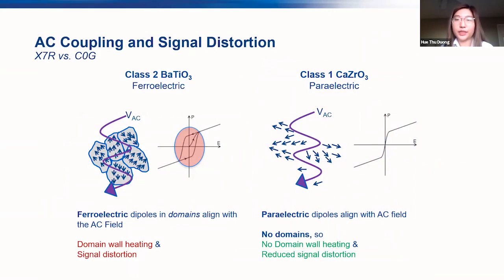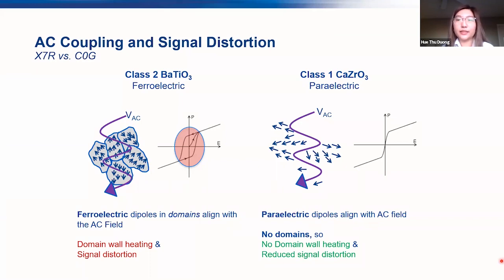Comparing class 2 and class 1 dielectrics, class 2 dielectrics are made from barium titanate, which is a ferroelectric material. So the dipoles will rotate within their domain regions with the AC field. And as mentioned before, the dipoles are going to be locked into place, and they're not going to be as free to rotate and move. And because they're locked into place, but they're still trying to rotate within their domain regions, that friction will cause domain wall heating and signal distortion. This is represented in the hysteresis on the left.